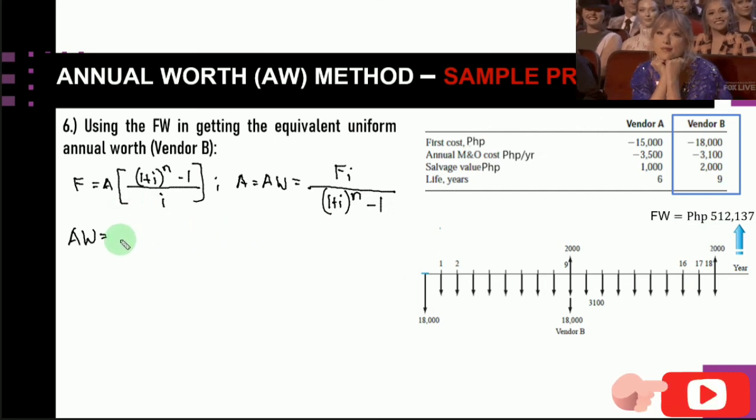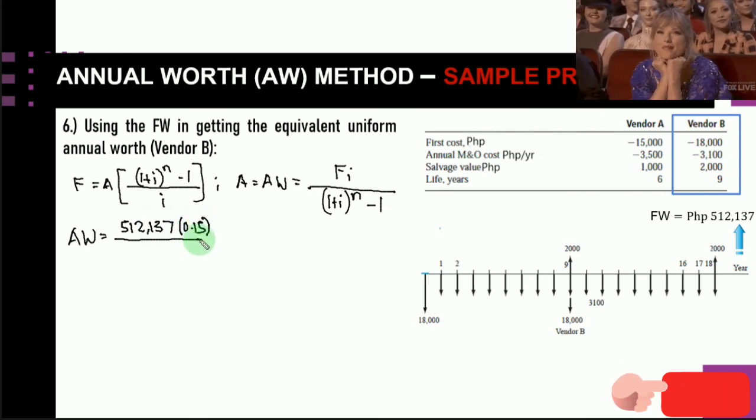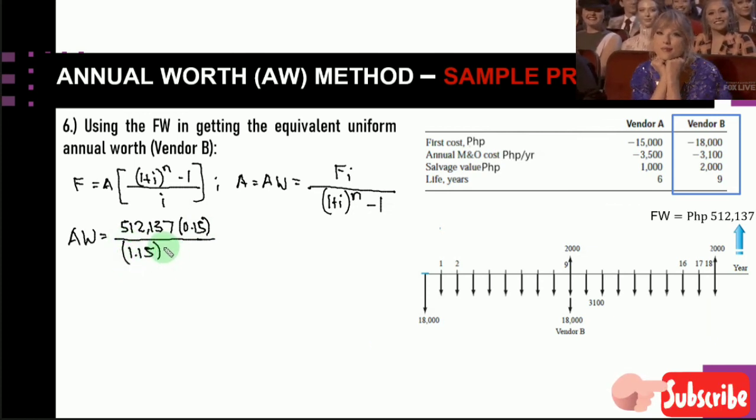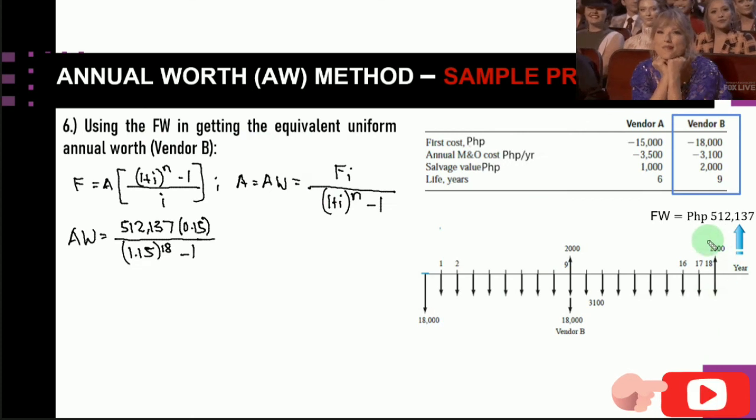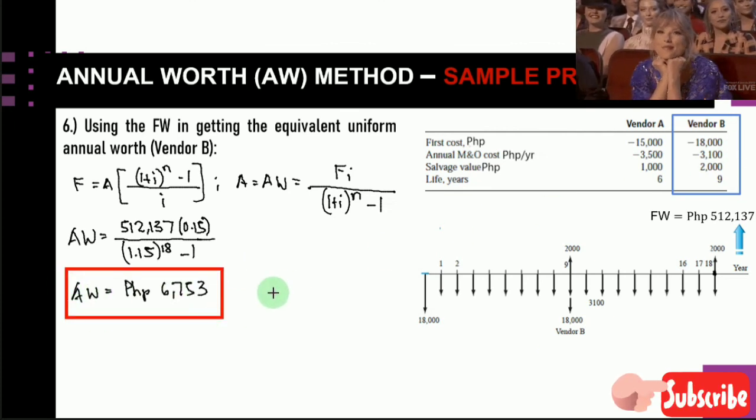So we will use this annual worth value, which is then equal to 512,137 times our i of 0.15, all over 1.15 raised to the 18 minus 1. We are considering the whole 18 years because we are using the calculated future worth, up to 18 years here. So our annual worth value is simply equal to 6,753 pesos. They have the same numerical values, and this would be it for this one.